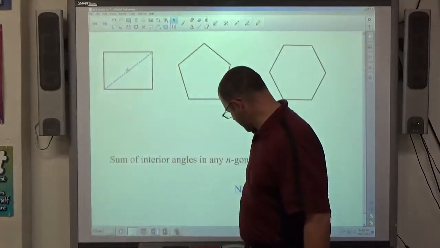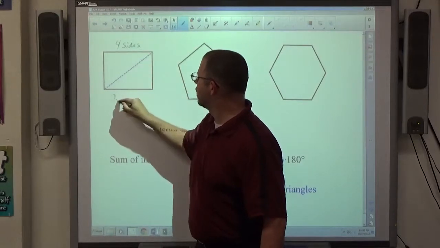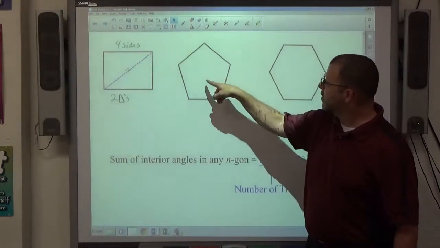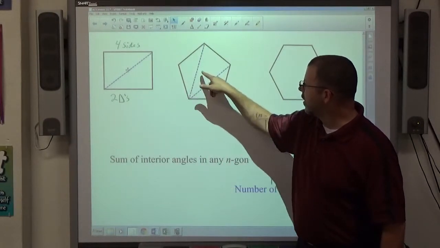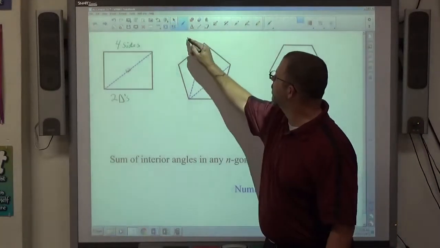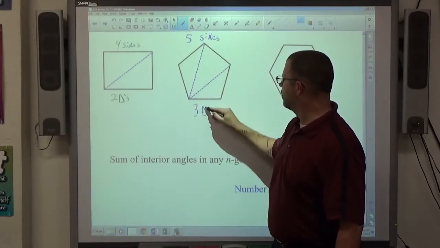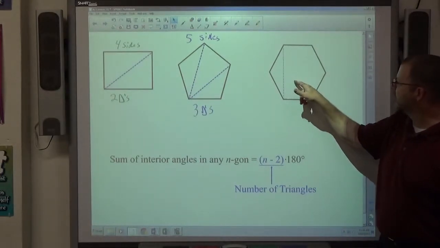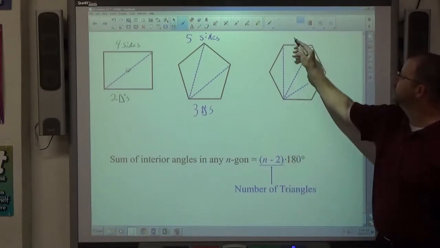This has 4 sides and 2 triangles. Looking at this pentagon, I draw on these 2 diagonals: 1, 2, 3 triangles. So this is 5 sides. We get 3 triangles. We're looking at a 6-sided polygon, a hexagon, drawing some diagonals. Triangle, triangle, triangle, triangle. We get 4 triangles.